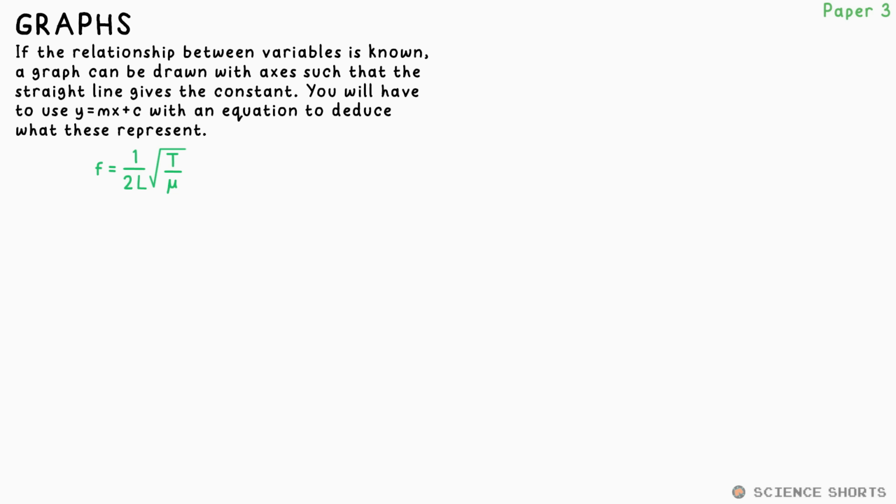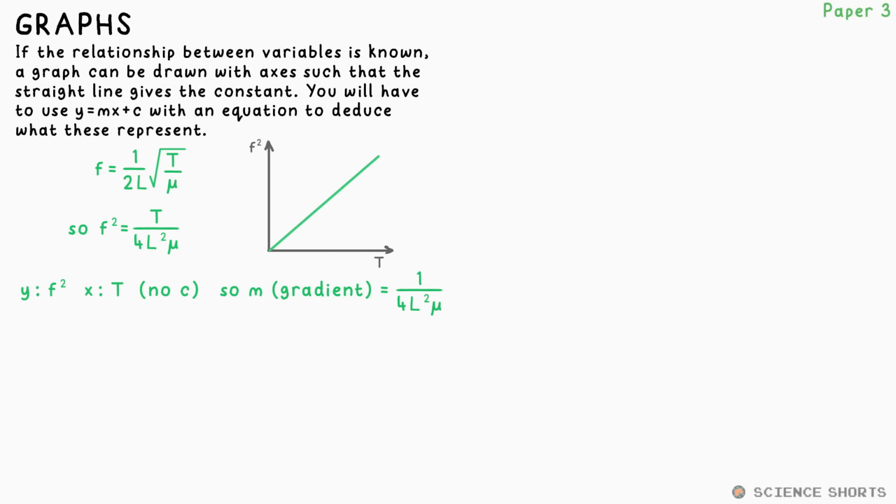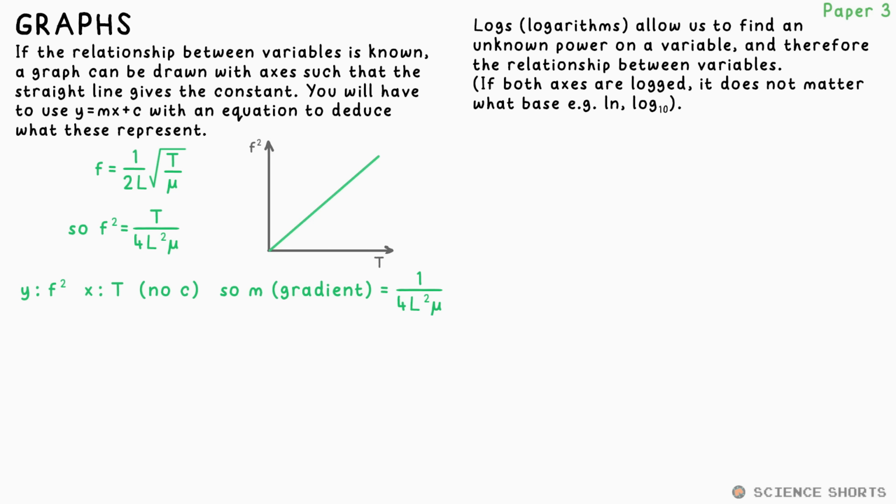For example, with the stationary wave on a string experiment, we know that the frequency is proportional to the square root of the tension, or f squared is proportional to T. So if we plot f squared on the y-axis, T on the x-axis, we'll get a straight line. If we have some sort of inverse proportional relationship, then 1 over something must go on one of the axes. Log graphs are powerful because they allow us to find the relationship between two variables if we don't know it.